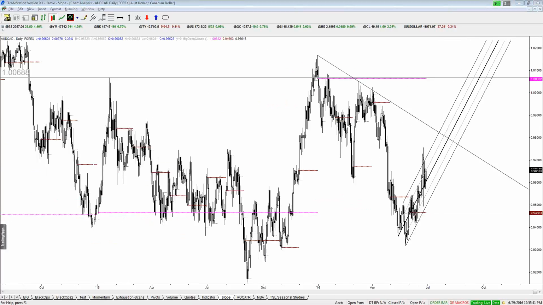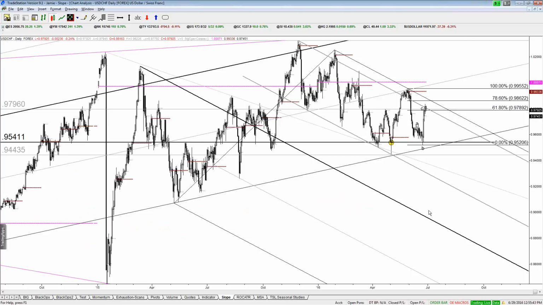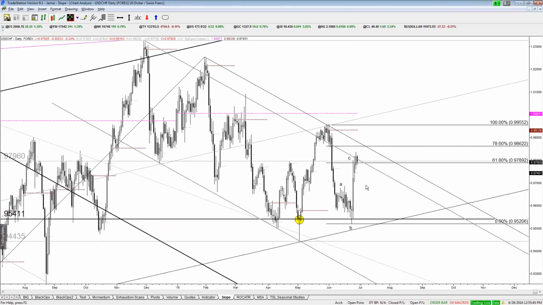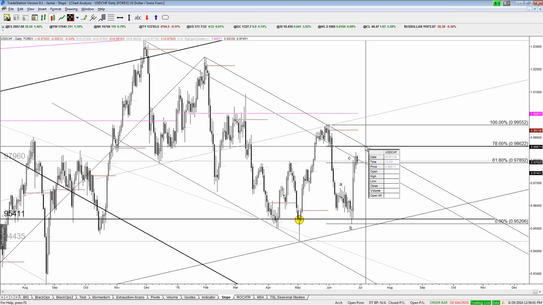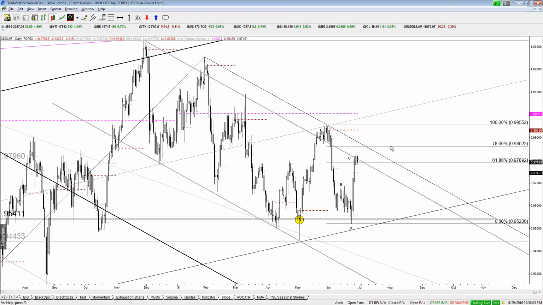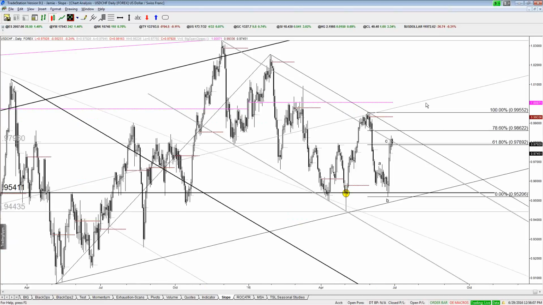Dollar Swiss, looking for a top, actually. It might be closer to 98.60. Following this, it's essentially the trend line, but it actually is derived from slope. So you could have a flat pattern here, grinding into a top. Would watch for 98.60 for dollar Swiss.